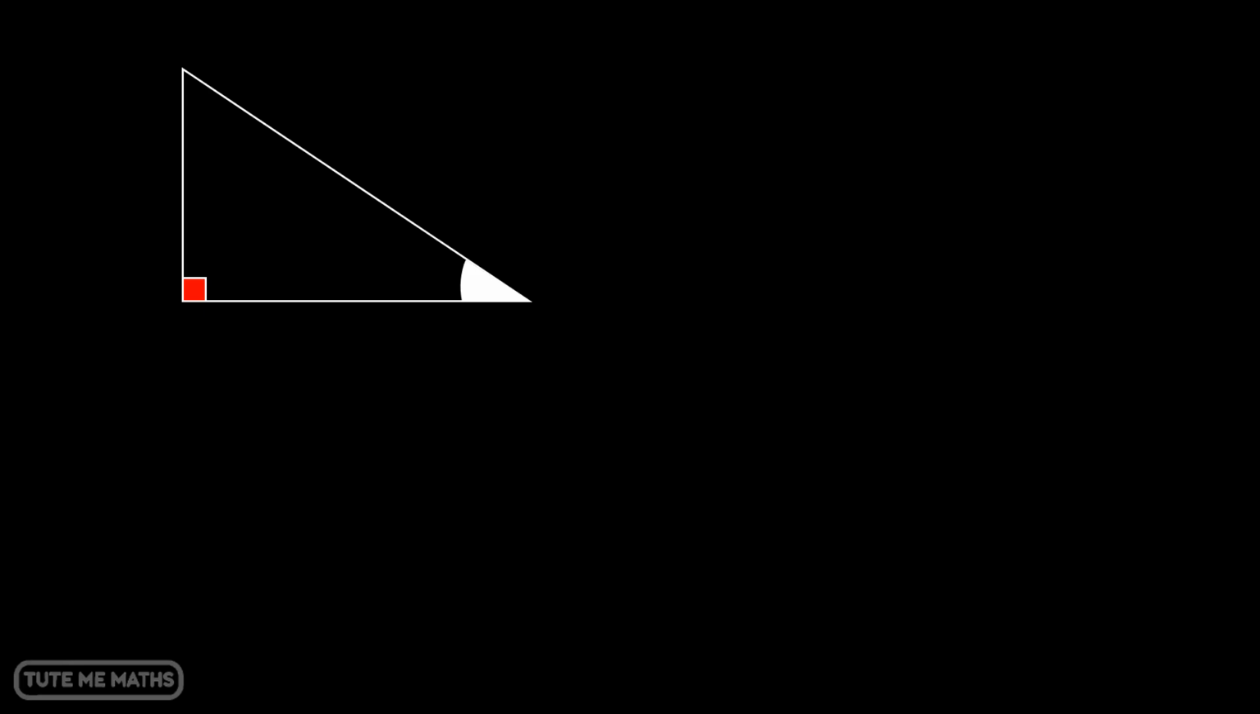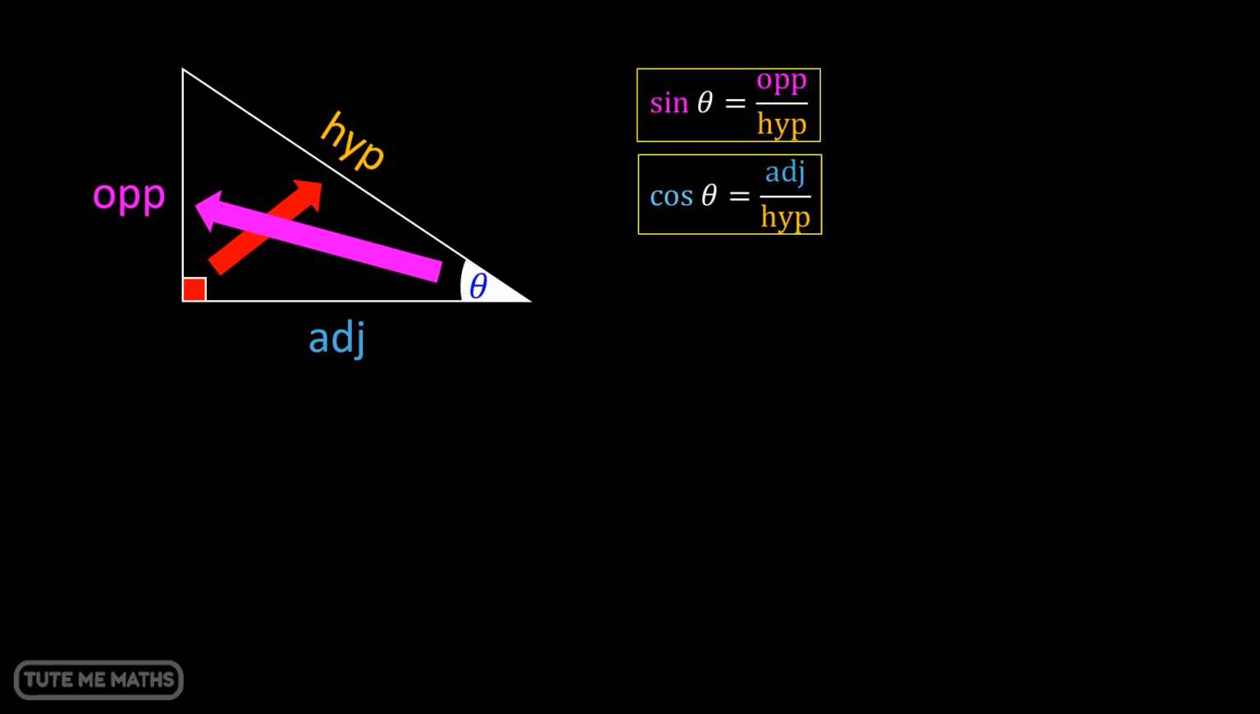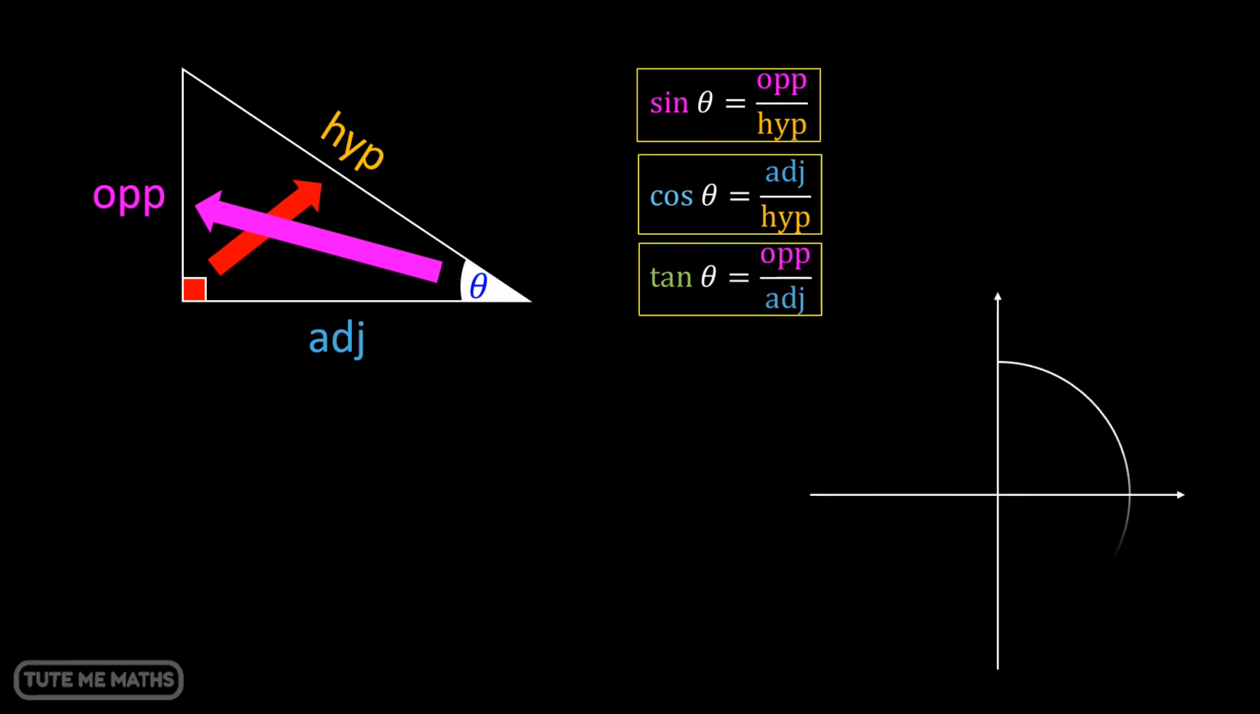This is why we give special names to the three possible pairs of sides. The opposite side over the hypotenuse is known as the sine ratio, abbreviated to SIN, but still pronounced sine. The adjacent side over the hypotenuse is the cosine ratio, or cos for short. And the tangent ratio is the opposite side over the adjacent side, abbreviated to tan. These ratios can actually be defined beyond acute angles in right triangles, and you'll learn about this when you continue your studies into further trigonometry.